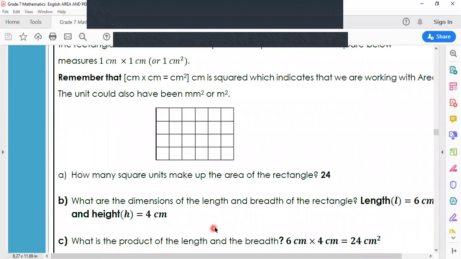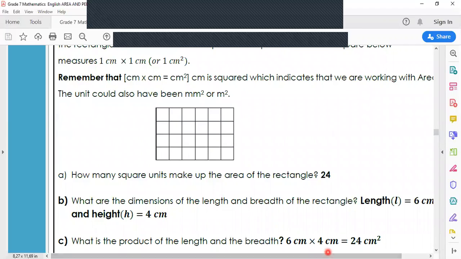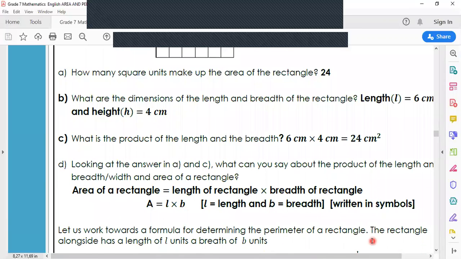What is the product of the length and the breadth? So product means the answer to the multiplication sum. So that means if we take 6 and multiply it by 4, that will give us the product. Okay, so that's the answer to a multiplication sum. What will happen now is we're going to go 6 times 4, and that's going to give us 24 centimeters squared.